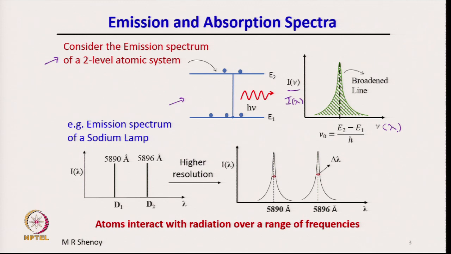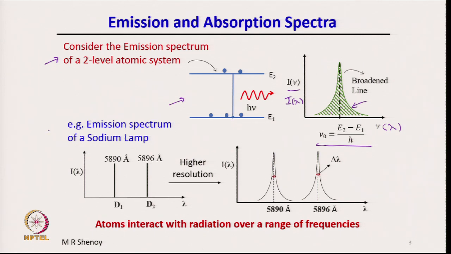If we observe the emission spectrum, we get radiation over a range of frequencies. But we would expect, if there were only two atomic energy levels at energy E1 and E2, to get radiation at one frequency nu 0 corresponding to E2 minus E1 by h. But what we actually observe is a spectrum with a certain width. Emission takes place over a range of frequencies.